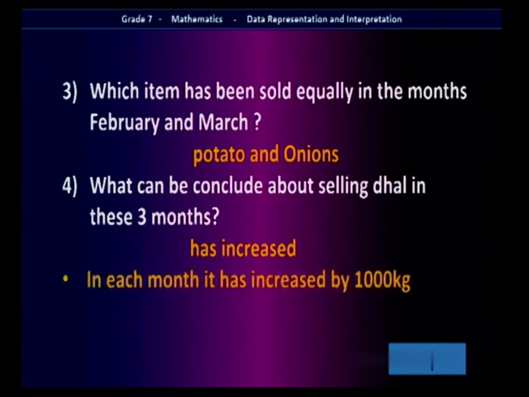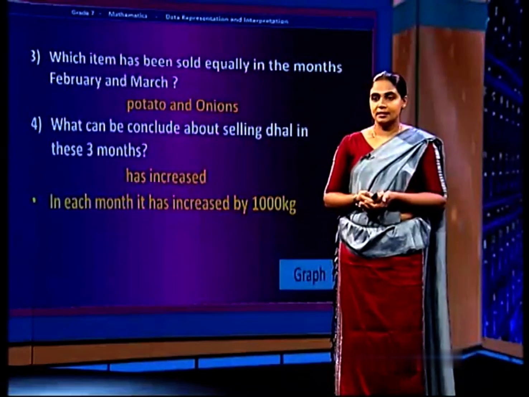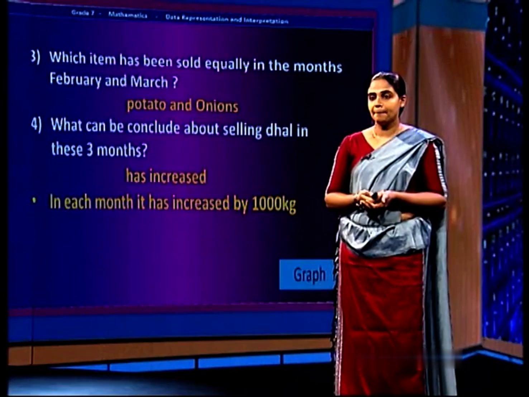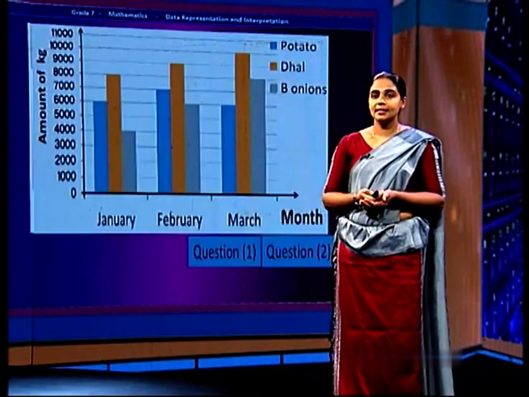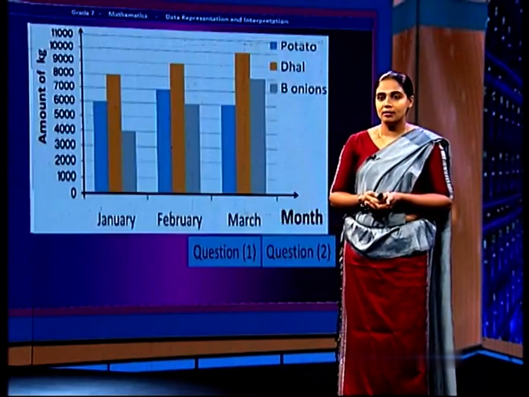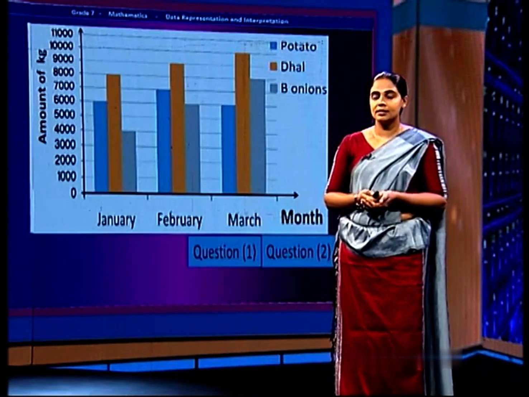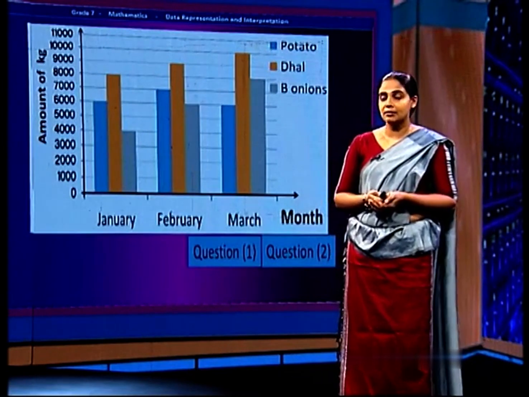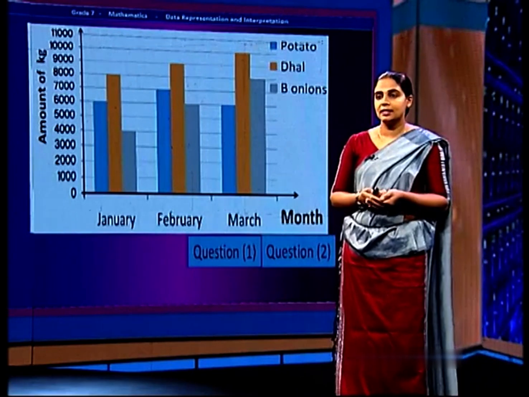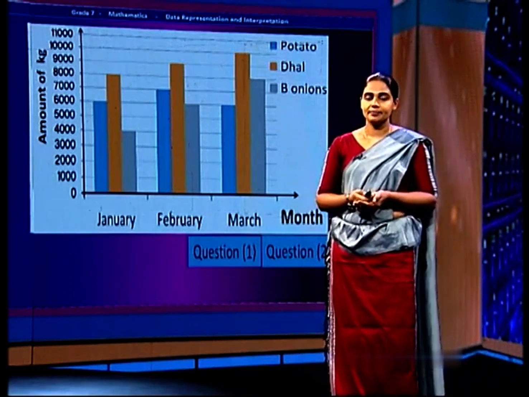Then in each month it has increased by 1000 kilograms. It is 1000. Let's go to the graph again. Check it. In January 8,000, in February 9,000, in March it is 10,000. Then it is increased 1000 by 1000.